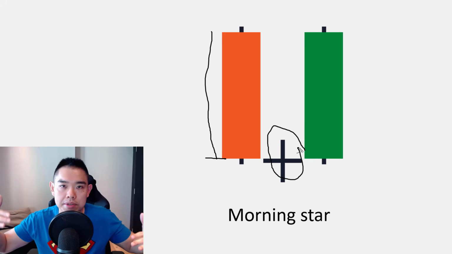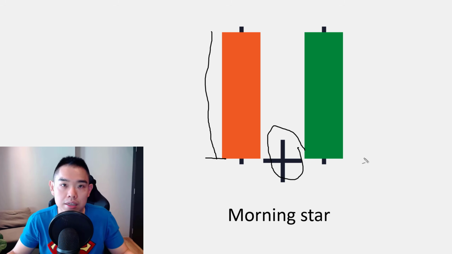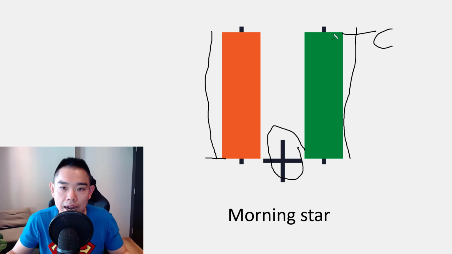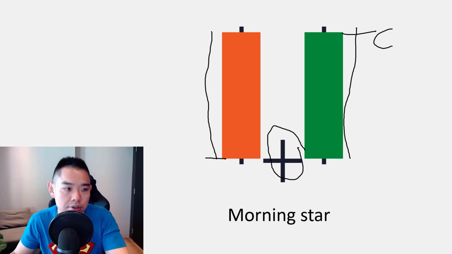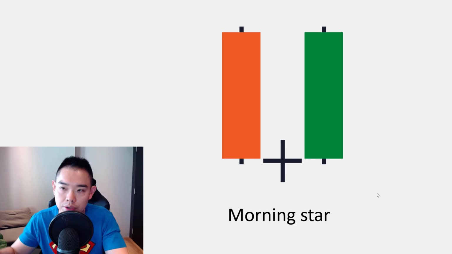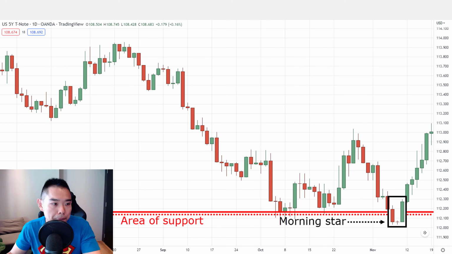Instead, what it ended up is a doji. It's a neutral day where both the buyers and sellers are in control. And on the third day, the buyers suddenly stepped in and pushed the price up higher, closing near the highs of the day, reversing the down move from 2 days ago. So this is a bullish reversal candlestick pattern, the morning star, telling you that the buyers are temporarily in control. So if you look at the chart, it looks something like this.